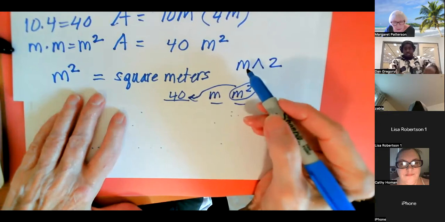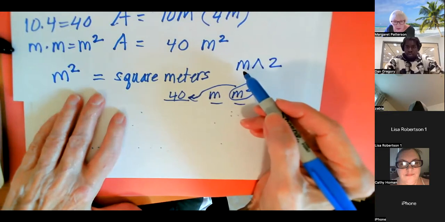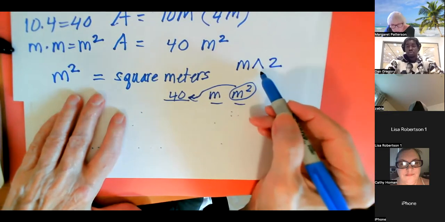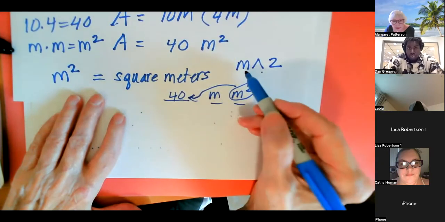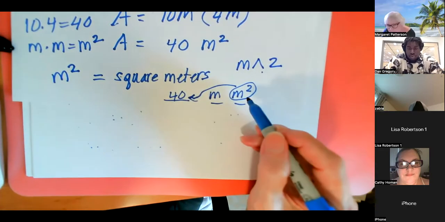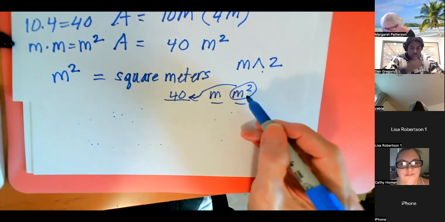In a pinch, and I wouldn't do this on the computer, but using this symbol here to the second power basically implies meter squared, but they're going to show it, they're going to hand it to you.